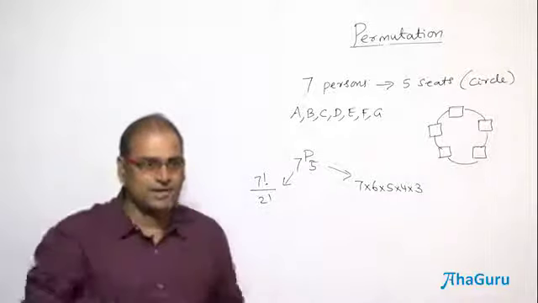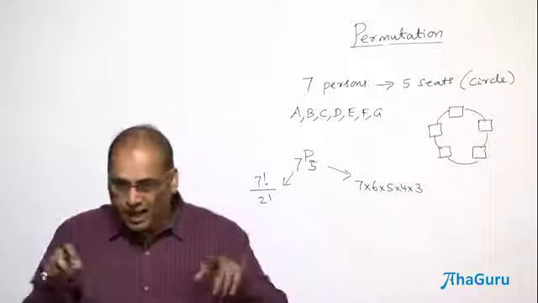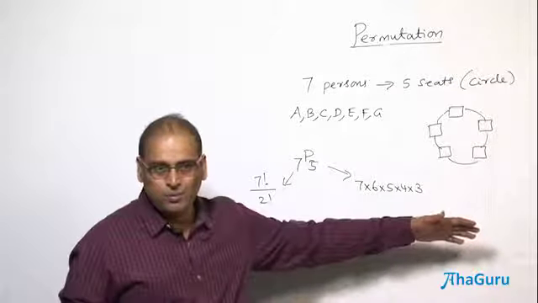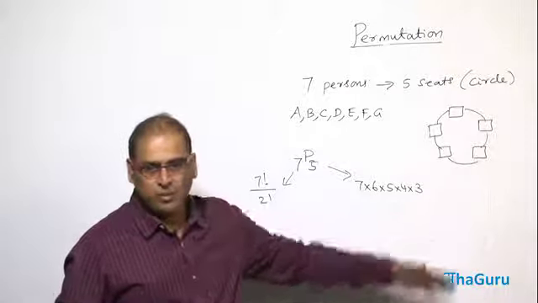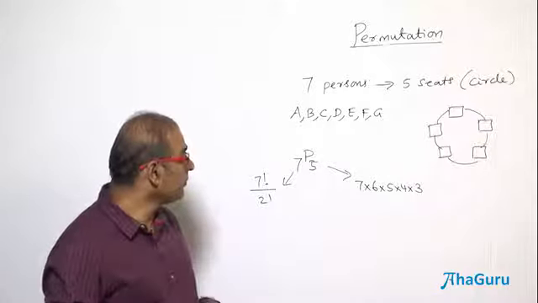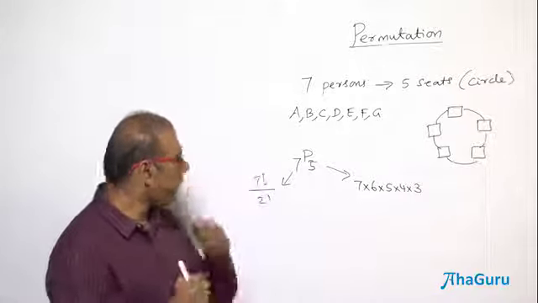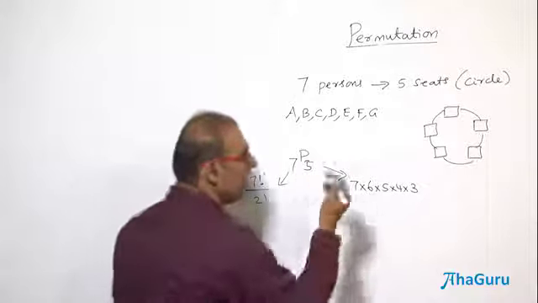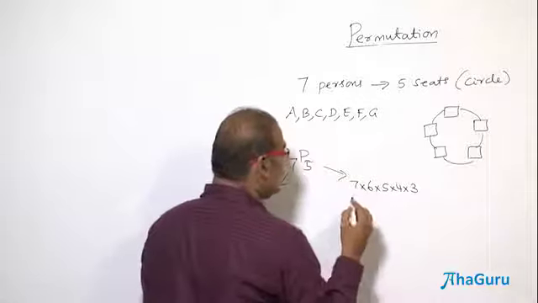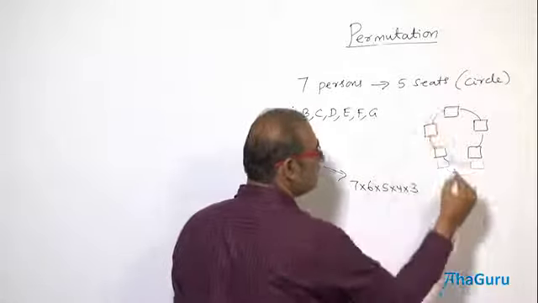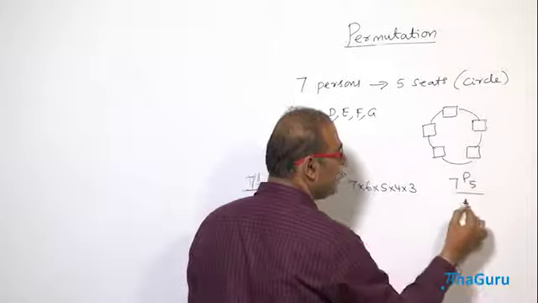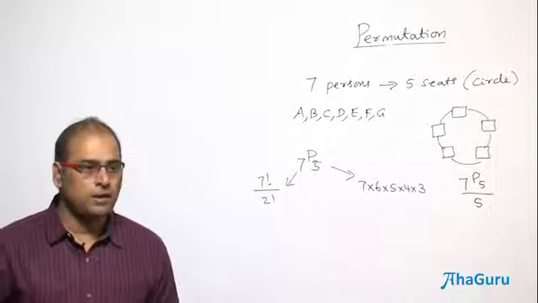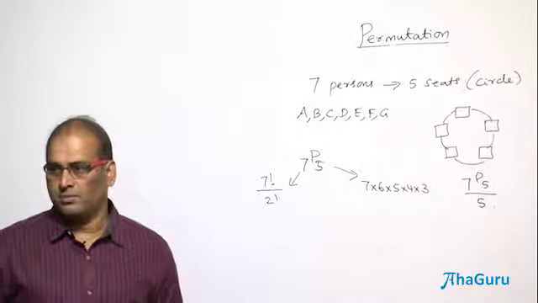Okay, that is linear. For every circular arrangement there will be a lot of linears, but that will reduce to circular. How many do you divide by? Divided by 5. Why 5? So you are going to divide by 5, right? If you divide by 5, that gives you this result. So 7P5 divided by 5. What is that? The number of circular arrangements.